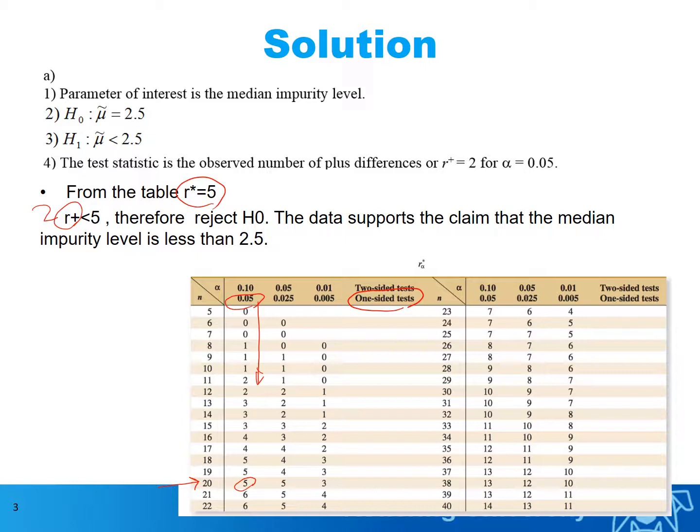In other words, the data supports the claim that the median impurity level is less than 2.5, because 2 is less than the threshold of 5. Again, I'm emphasizing that when you are using the sign test table, the value of n that you need to read from the table is the number of non-zero differences. It means you have to count the number of positive and negative differences and ignore the 0 differences.